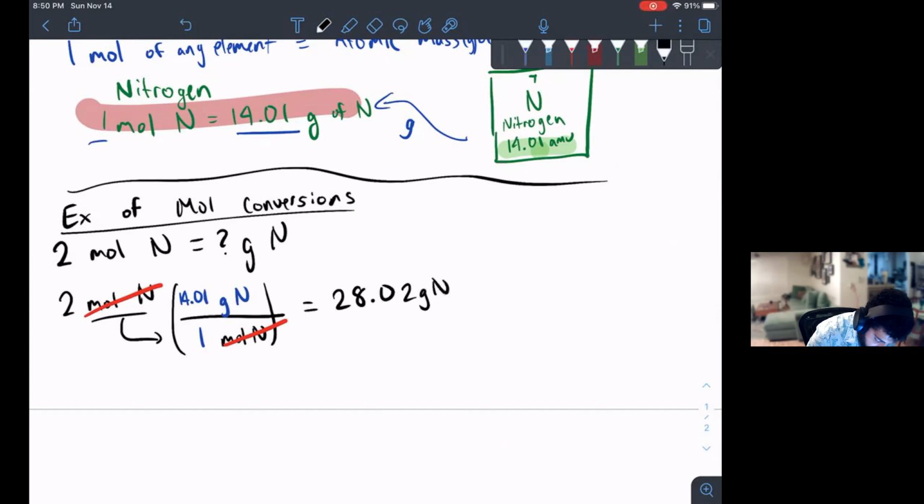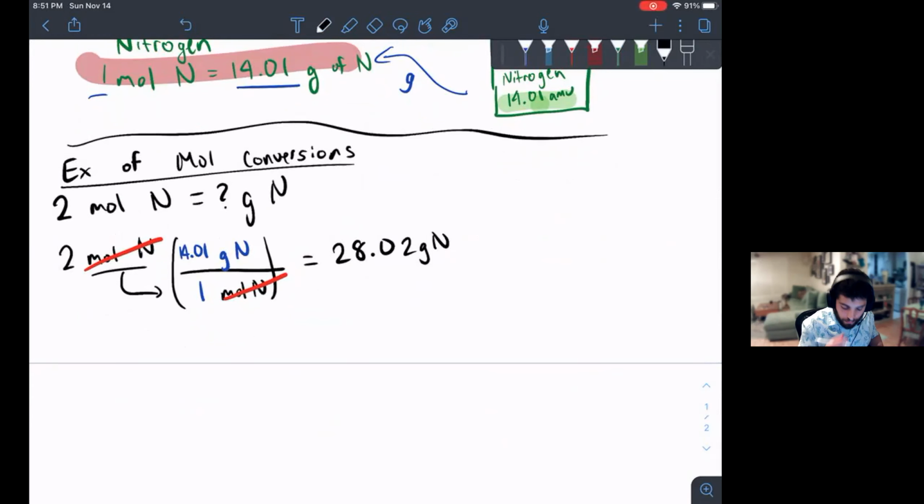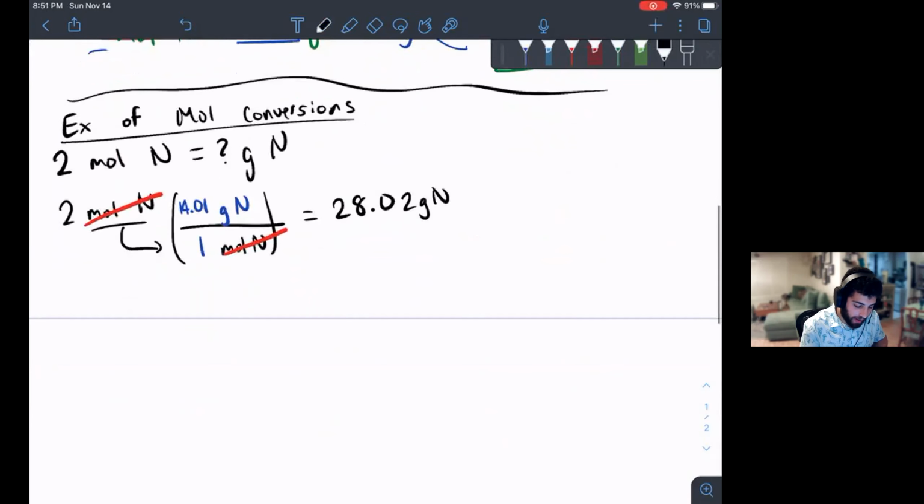And we just get our final answer of 28.02 grams of nitrogen. So that means if I have a sample of nitrogen that contains 2 moles of particles, it is going to weigh 28.02 grams. So it's kind of like saying if you had 2 dozen eggs, you would have 24 eggs. It's almost the same relationship. It's just now we are using math. If I said each egg weighs 1 ounce and we have 2 dozen eggs, then we know we have 24 ounces of eggs. It's almost exactly the same. So we're going to try this now the backwards way.